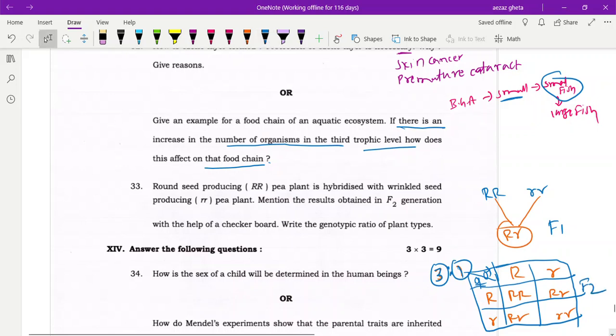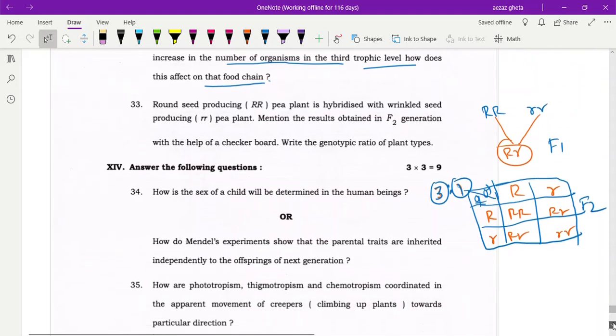1 mark and 2 mark questions we discussed. For 3 mark, we will also get a single question.